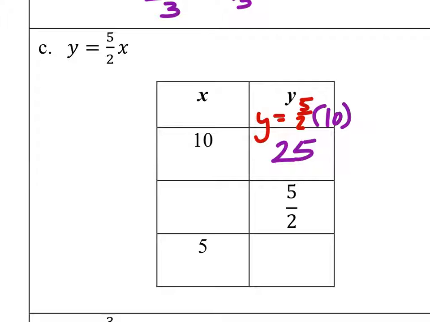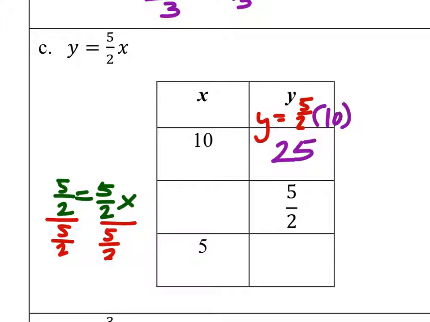Now this next one's very different because it gives us the y value again. So it's 5 halves equals 5 halves times x. So to solve this, I would divide both sides by 5 halves. Not everyone would need to do this, but that gives us 1 right there. 1x equals 1. Bam.